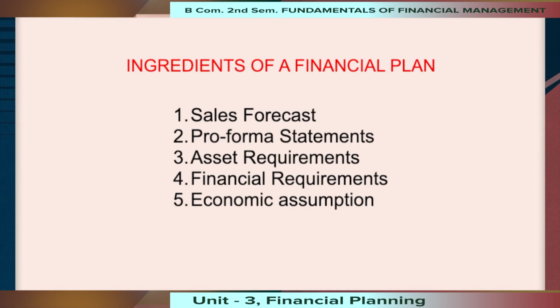The fourth one is financial requirements. The plan will include a section on financing arrangements. This part of the plan should discuss dividend policy and debt policy. The plan must consider what kind of securities must be sold and what methods of issuance are most appropriate.